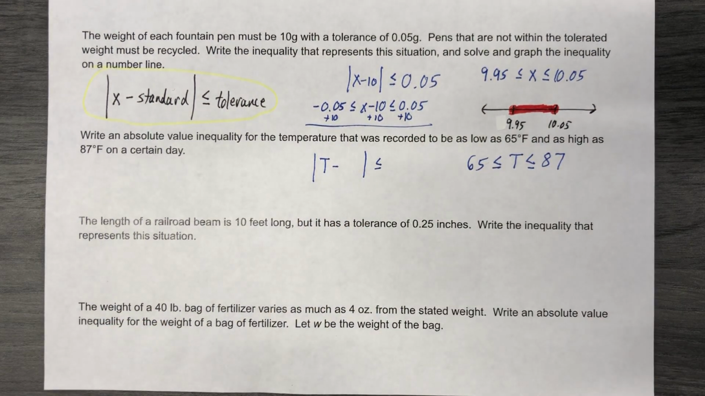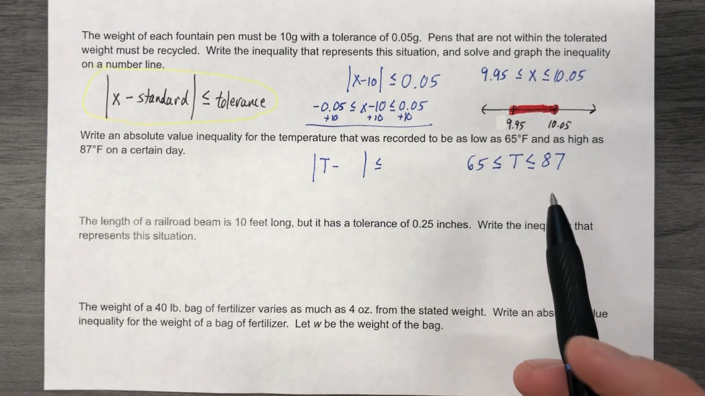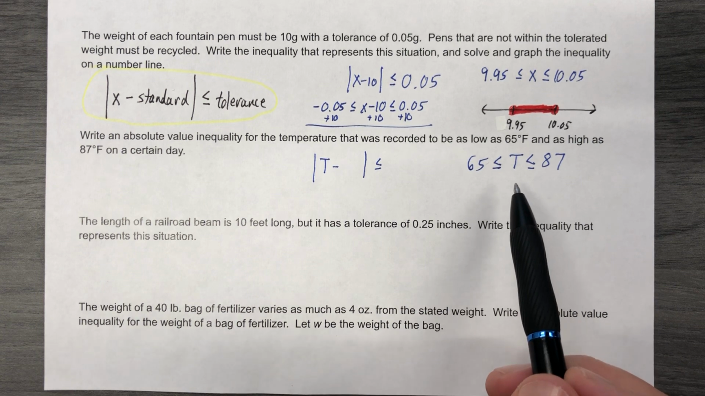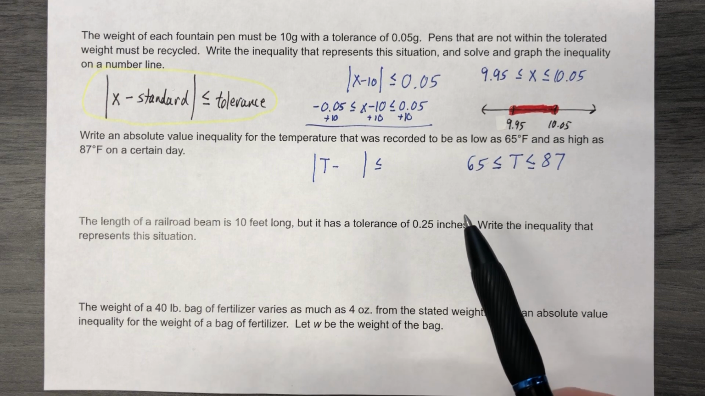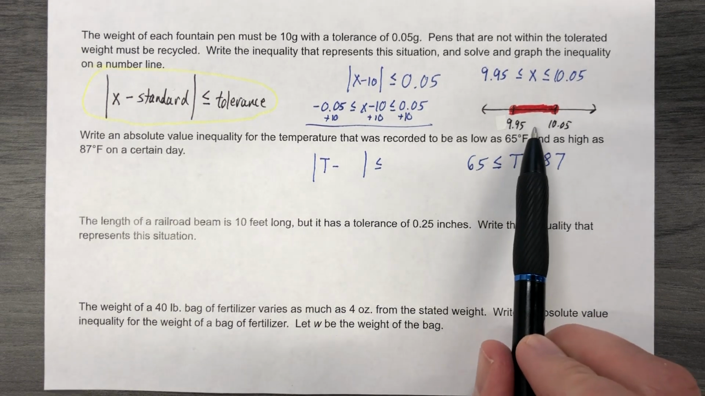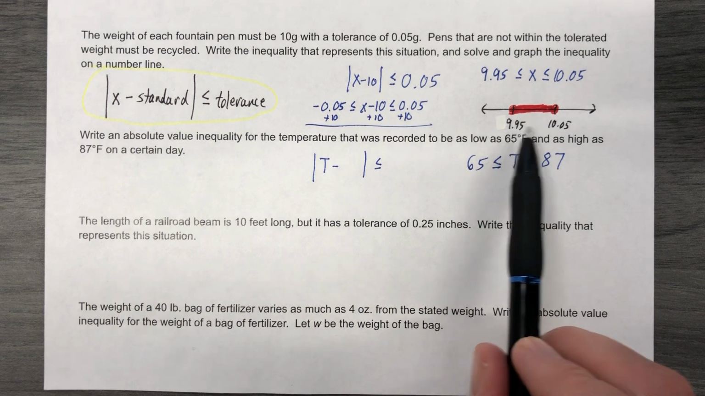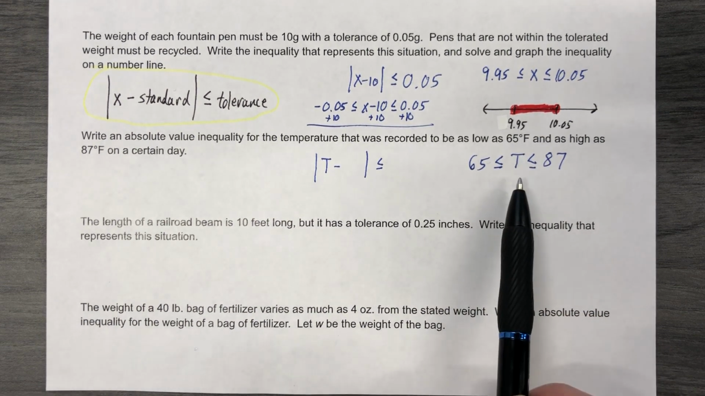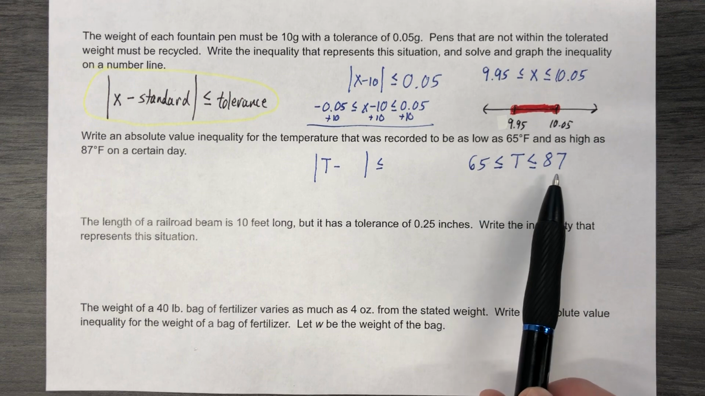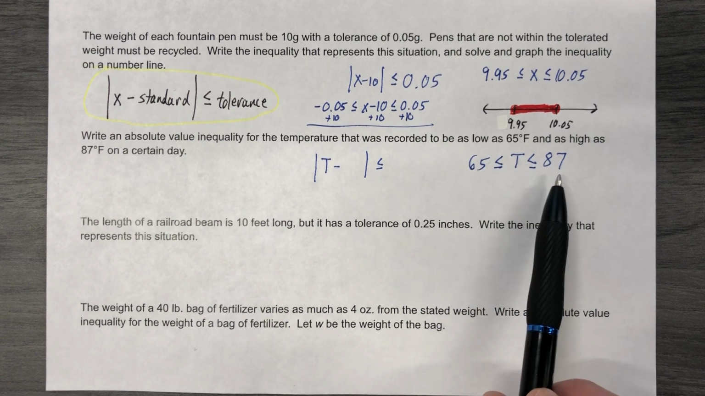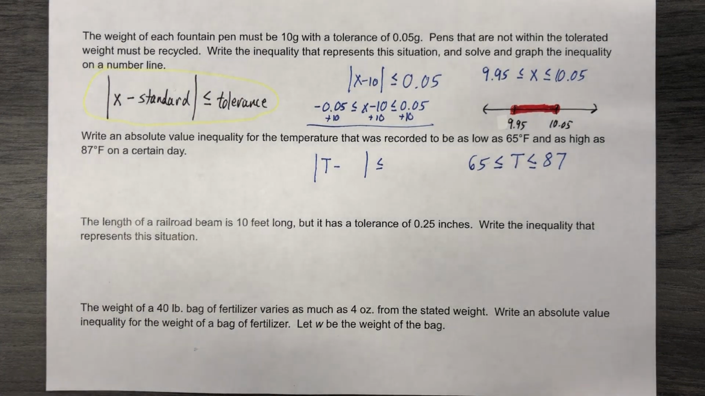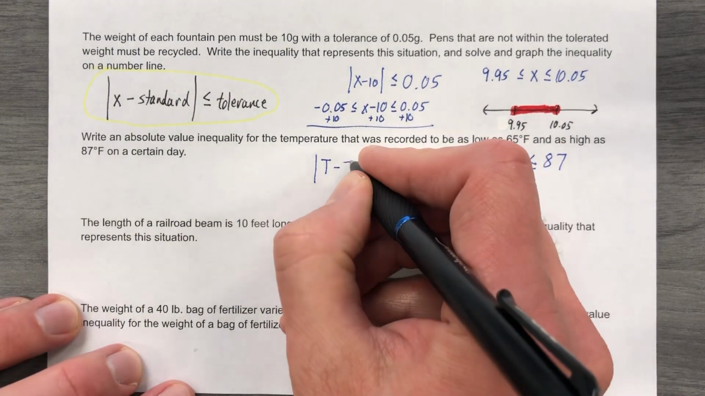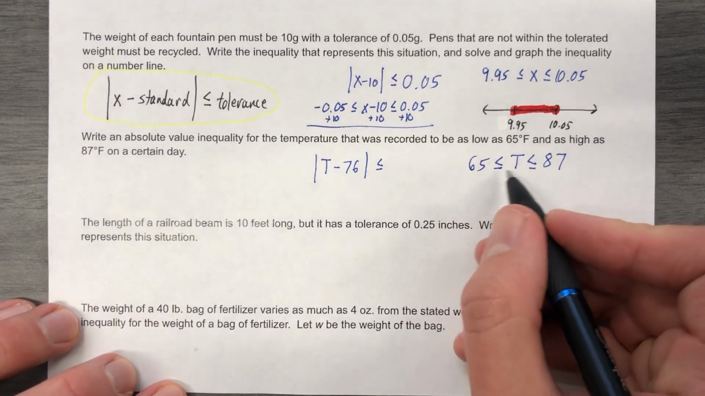So what was the standard? Now, standard may not be the right word for this, but what is the number that is in the middle? Let me rephrase that. It's the average. So the number that is exactly in the middle between 9.95 and 10.05 is 10. So what's the number that is exactly in between 65 and 87? Add 65 and 87, divide by 2, or you can just count and do it in your head because you're smart. But it's 76. So 76 is exactly in the middle of 65 and 87.